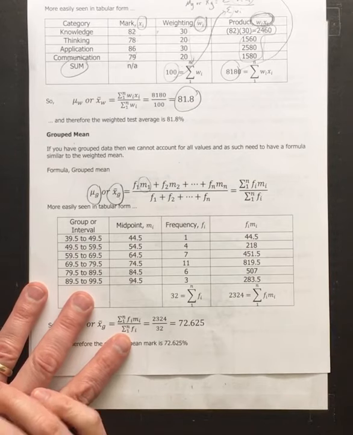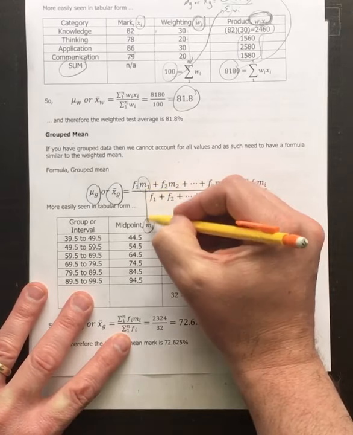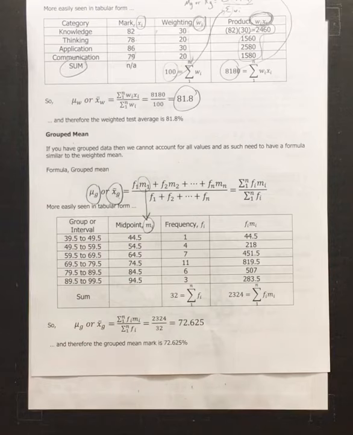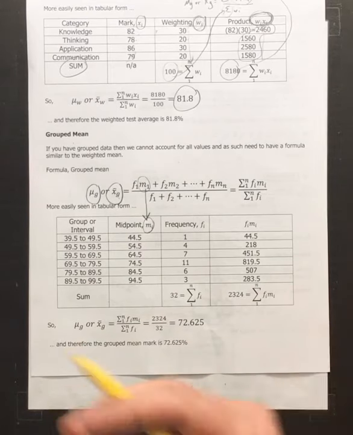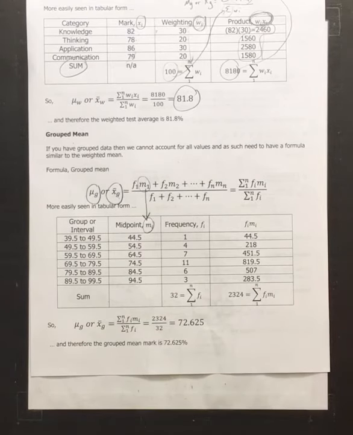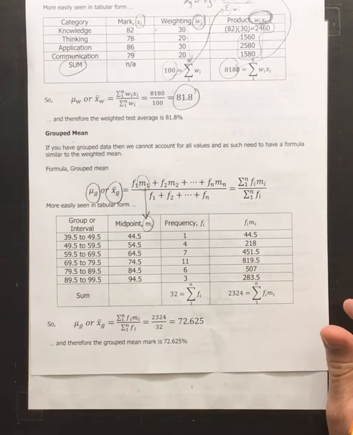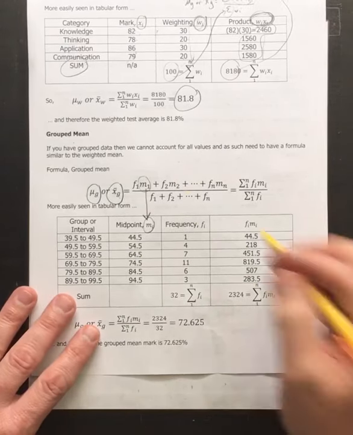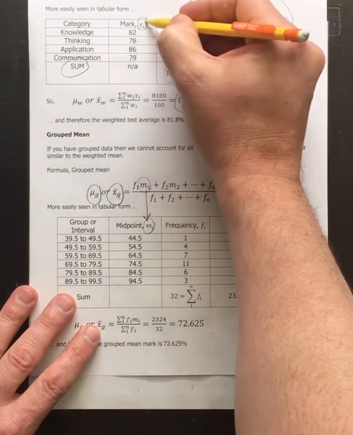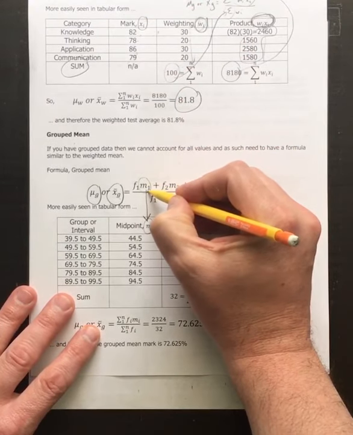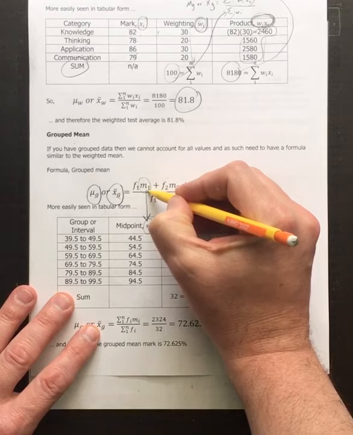Now, what is m sub i? That's my midpoint. Because if you have a group from 60 to 69, what number do you use? Do you use 60? Do you use 69? Do you use 61? Do you use 67? No. You use the rough average of that grouping, which is the midpoint of that group. So that becomes an important value. That's kind of like your x sub i. It's your m sub i for your group, only for grouped data.